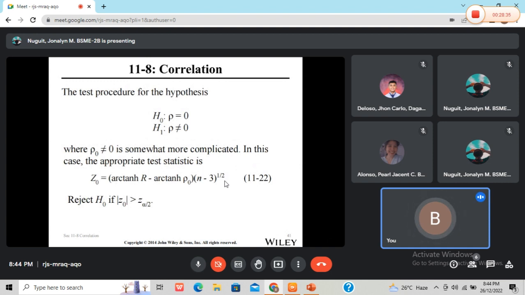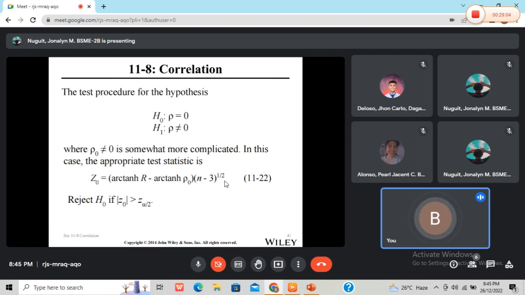So the test procedure for the hypothesis is: if the p-value is less than the significance level, we can reject the null hypothesis, because there is sufficient evidence to conclude that there is a significant linear relationship between x and y, because the correlation coefficient is significantly different from zero.